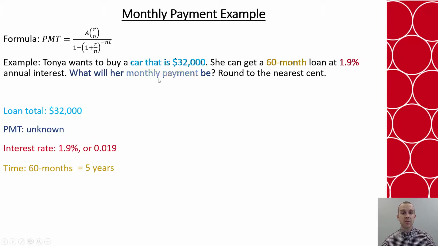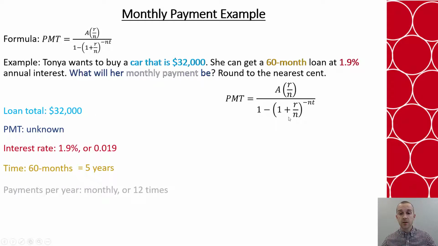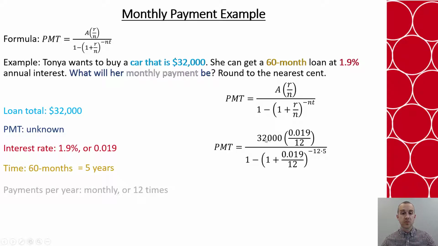And last thing is, how many times are we paying a year? We're paying in monthly payments. So that's 12 times a year. So we have all of our information. We have our formula. And now it's a matter of substitution. So we have 32,000 times the quantity 19 thousandths divided by 12. And then our denominator is 1 minus the quantity 1 plus 19 thousandths divided by 12, raised to the negative 12 times 5.